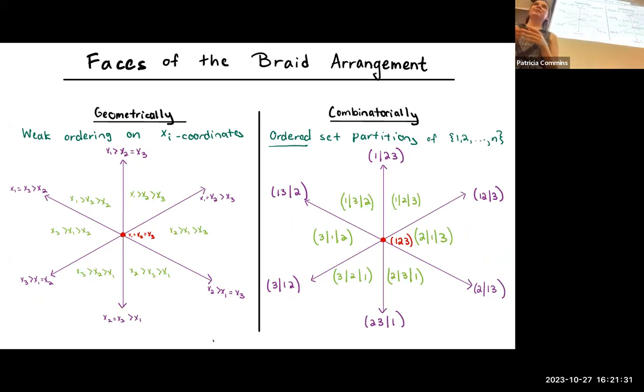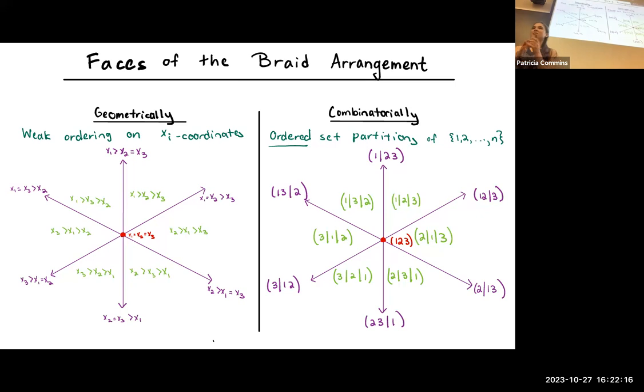So every hyperplane arrangement can be subdivided into these faces, these smaller pieces of the arrangement. So for the braid arrangement, you're going to have one vertex, where all these hyperplanes intersect, six one-dimensional faces, these rays, and then six two-dimensional faces, these regions between the hyperplanes. And in general, they are going to go with weak orderings on your x_i coordinates. So the two-dimensional spaces will be places where all your coordinates are distinct, and maybe a ray is where two are equal, but it's distinct from the third.